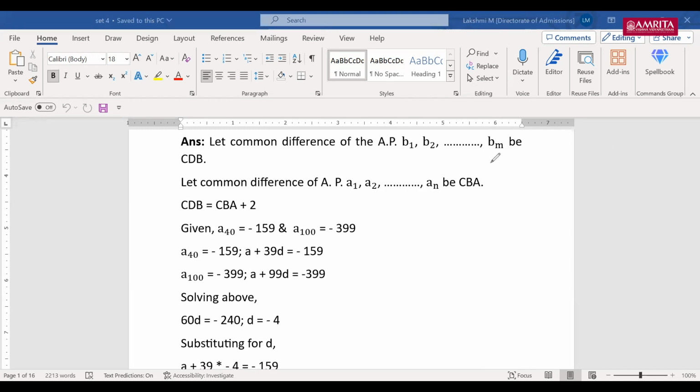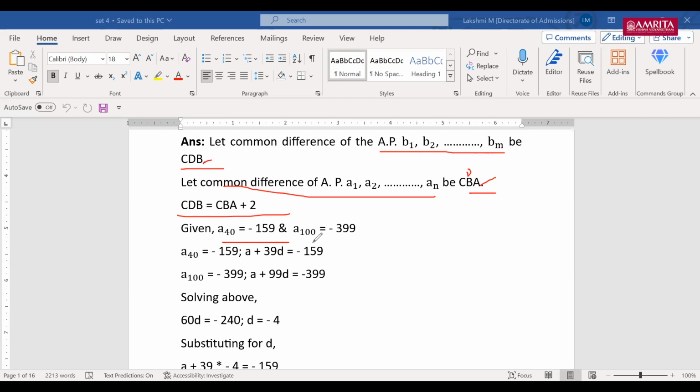Whatever is given in the question, I have assigned a value. Common difference of the AP, B1, B2, etc., Bm, I have given as CDB. And the common difference of the other AP, I have given it as CDA. Sorry, it should be D, but it is written as CB. So this is of A series and this is of B series. And they have given a relation: the common difference of the first series plus 2 is equal to the common difference of the second one.